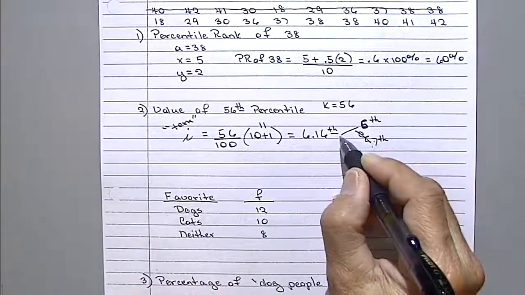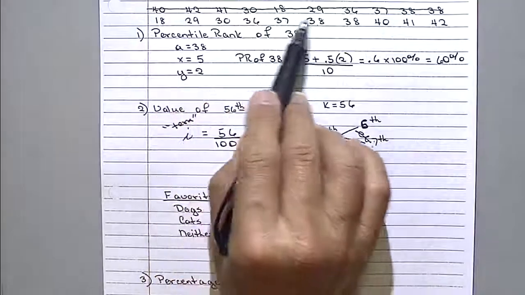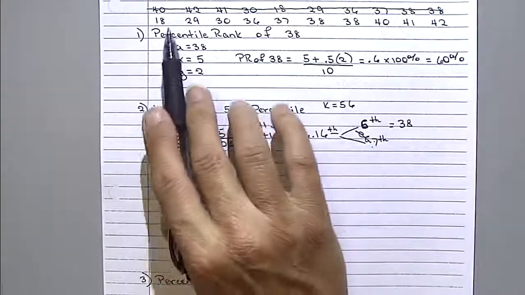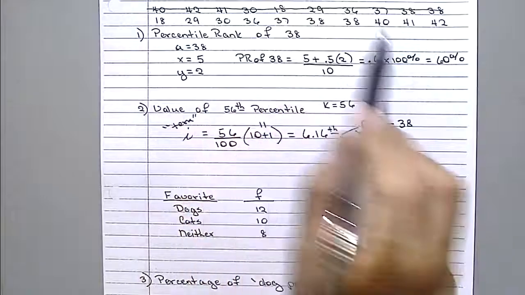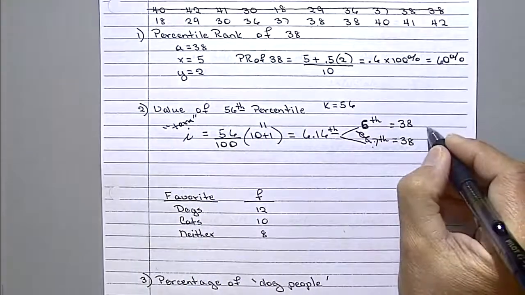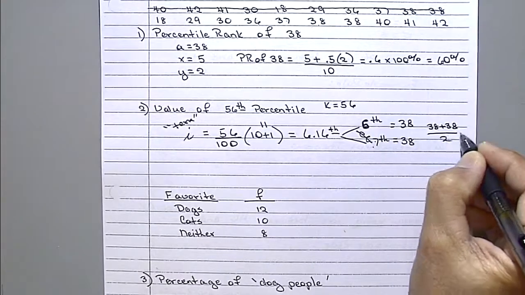Okay? So what is the sixth term of my data set? Well, 1, 2, 3, 4, 5, 6. It's 38. What's the seventh? 1, 2, 3, 4, 5, 6, 7. Well, it just happens to be 38. So what do I do? Well, I average those. I say 38 plus 38 divided by 2. Didn't even have to do it, did I?